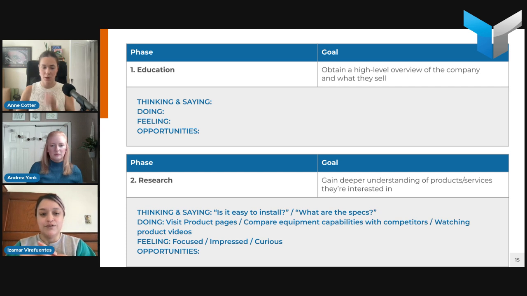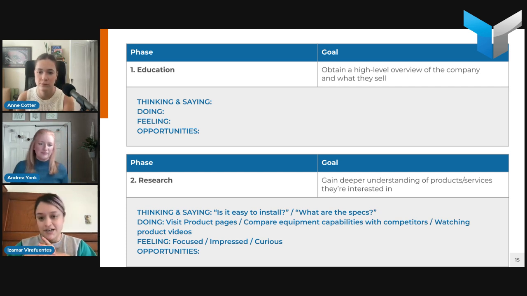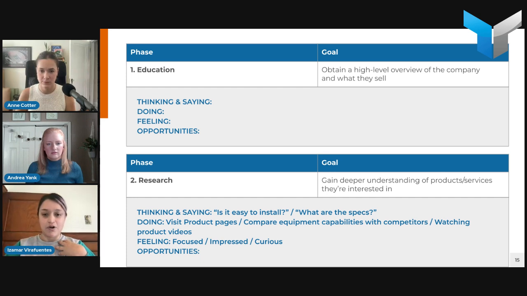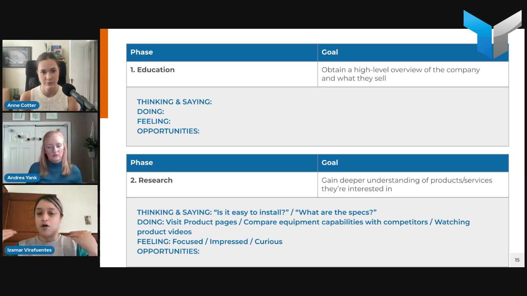So for example, once they already know who you are, they're gaining a deeper understanding of your products and services. Things they would be thinking are: is it easy to install? Keep in mind this could be large equipment that they want to buy. What are the specs? Is it durable? Is it eco-friendly? Those kinds of questions also help solidify what you put on that website page.